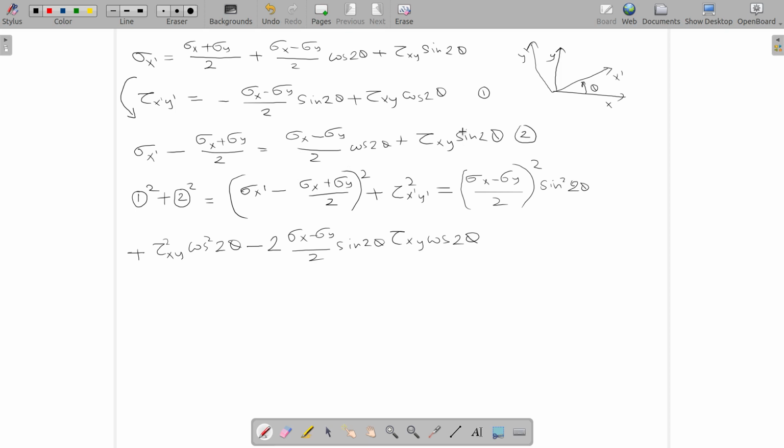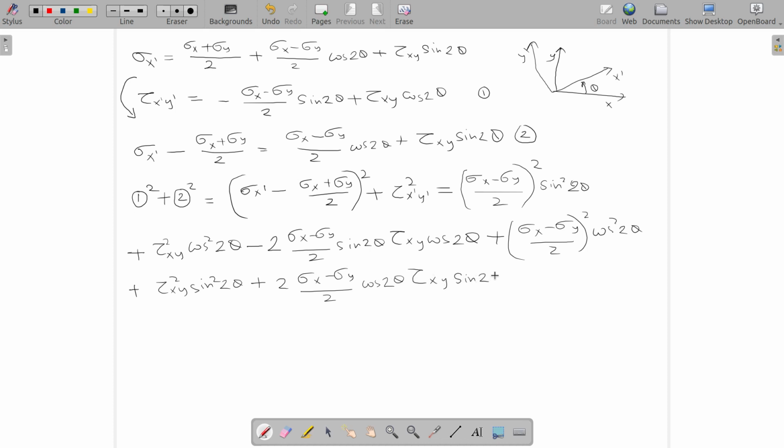Similarly for this part we have sigma x minus sigma y by 2 whole square cos square 2 theta plus tau xy square sine square 2 theta. Now plus 2ab. 2ab means 2 multiplied by sigma x minus sigma y by 2 cos 2 theta tau xy sine 2 theta.